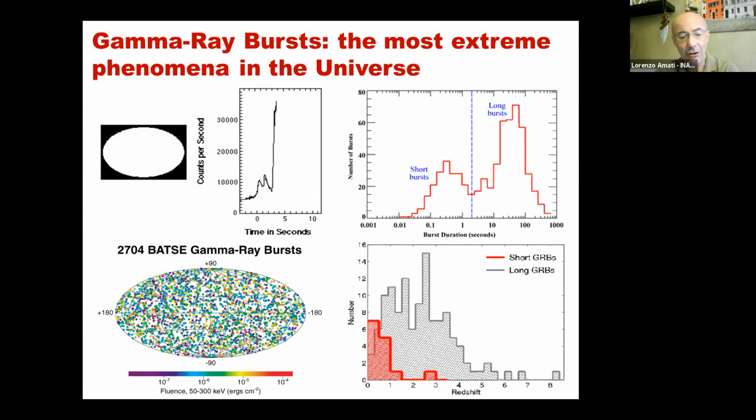In the assumption of isotropic emission, they can radiate more than 10^54 erg in a few tens of seconds, which means more than all the energy that will be radiated by a star like the sun in all of its 10 billion years. So we're really talking about the most extreme electromagnetic phenomena in the universe.